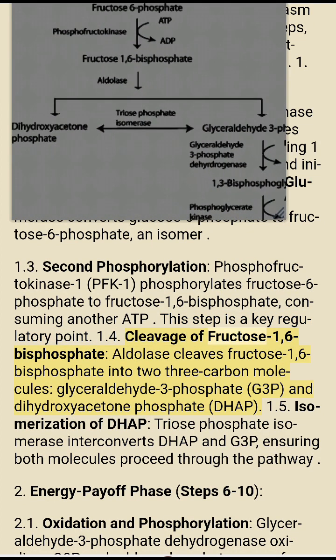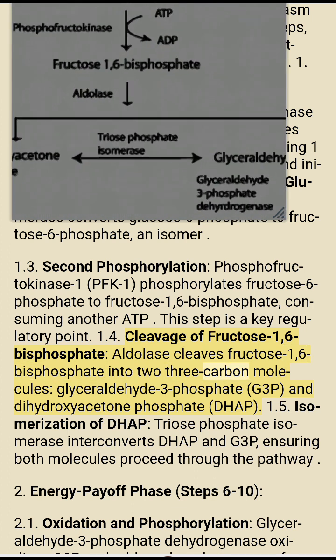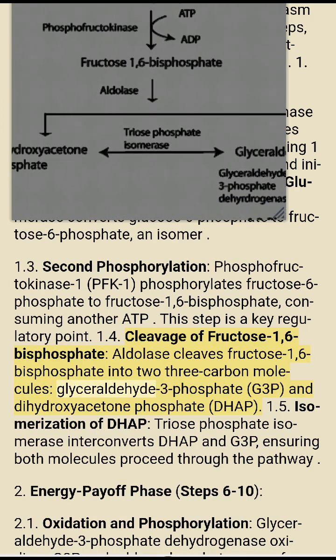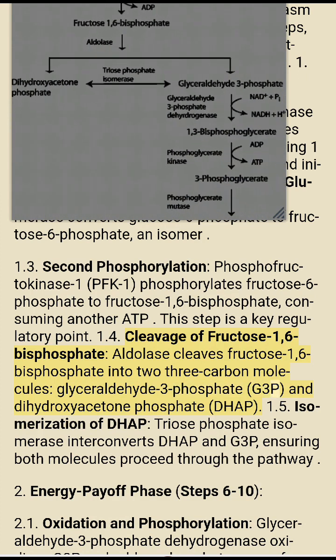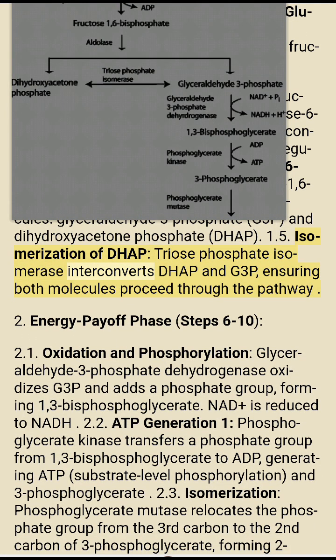1.4. Cleavage of fructose-1,6-bisphosphate. Aldolase cleaves fructose-1,6-bisphosphate into two 3-carbon molecules, glyceraldehyde 3-phosphate (G3P) and dihydroxyacetone phosphate (DHAP). 1.5. Isomerization of DHAP. Triose phosphate isomerase interconverts DHAP and G3P, ensuring both molecules proceed through the pathway.